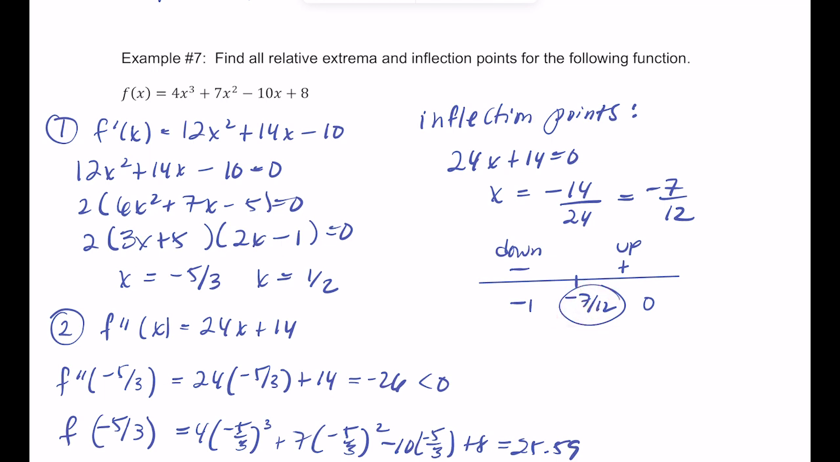And to find the inflection point, I'm just going to plug -7/12 into the original function. And when I do that, you can use your table for this. You get 15.42. So that means there's an inflection point at (-7/12, 15.42).